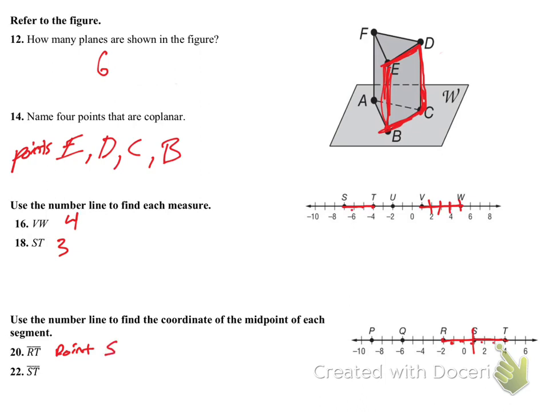All right, and then ST here. ST is going to be 1, 2, 3 points. So what I would need to do, since it's between 1 and 4, is find the middle point of 1 and 4. That would be 2.5. There's no specific point, but we know that 2.5 would be right in the middle of S and T.